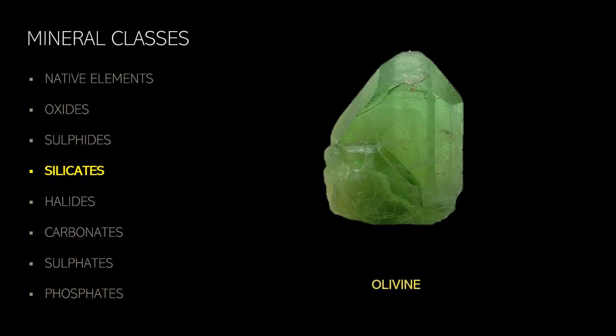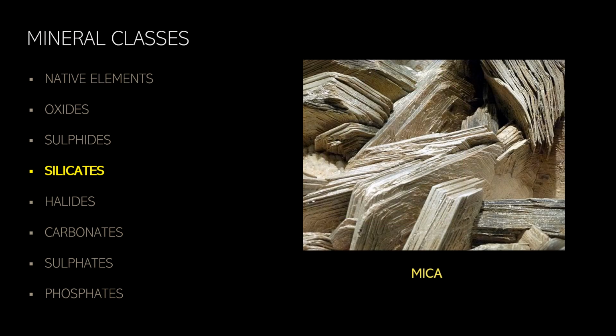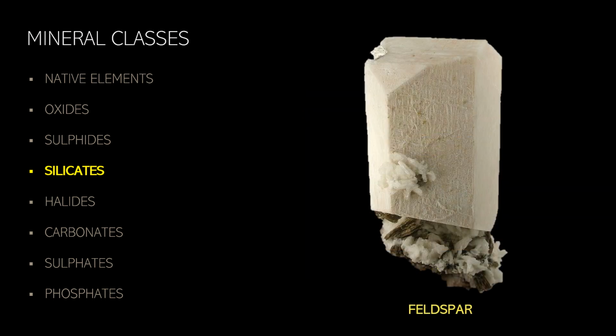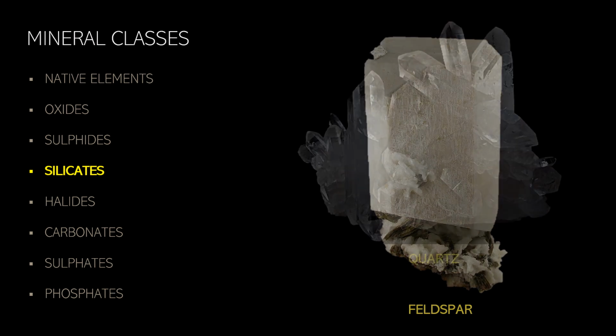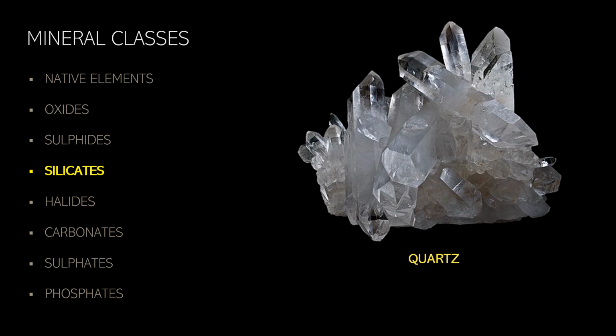Olivine is a magnesium silicate, often associated with metamorphic rocks. Mica can be either an aluminium or a ferro-magnesium silicate, known for its easily splittable layers of crystals. A feldspar can be any of a group of aluminosilicate minerals containing calcium, sodium or potassium. Feldspars make up more than half of the Earth's crust. Quartz is the second most abundant mineral in the Earth's crust and is a silicon oxide.